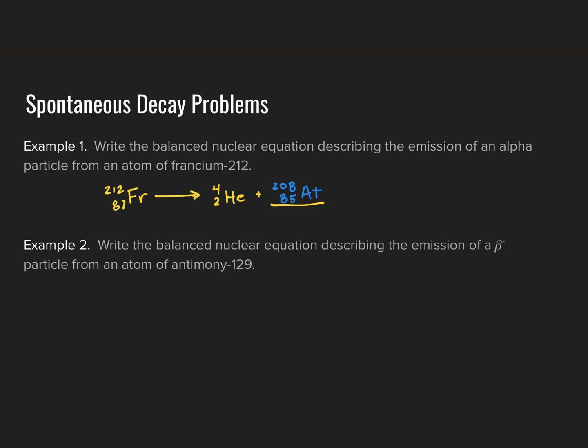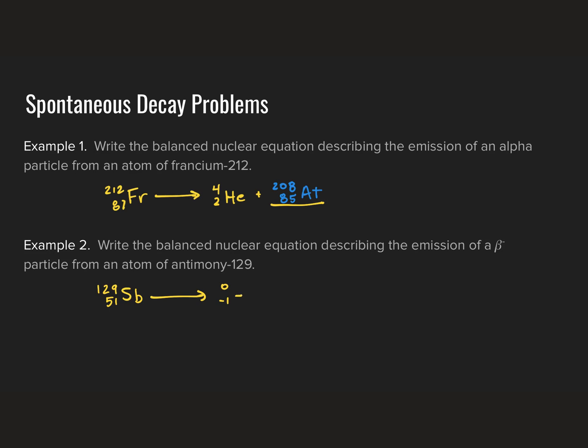Second example here, let's look at example 2, this time a beta decay. We're going to go ahead and write the balanced nuclear equation describing the emission of a beta negative particle, that is electron ejection here, from an atom of antimony-129. So same process as before. Start by writing your parent nuclide, and we'll get that on there. Antimony is the symbol Sb on your periodic table, atomic number 51. And we've got our mass number there of 129, so we can notate that. And again, we are ejecting a particle here, so let's go ahead and show our ejection. And on the product side, the beta particle has a mass of essentially 0 AMU and a charge of -1.